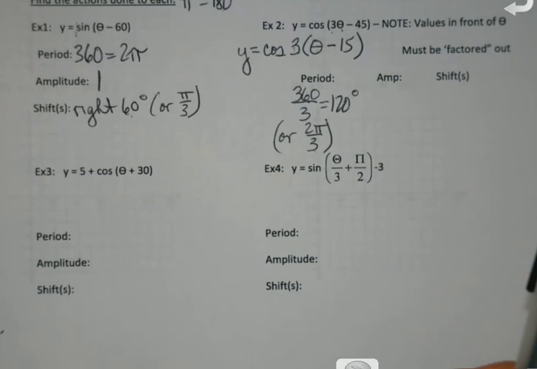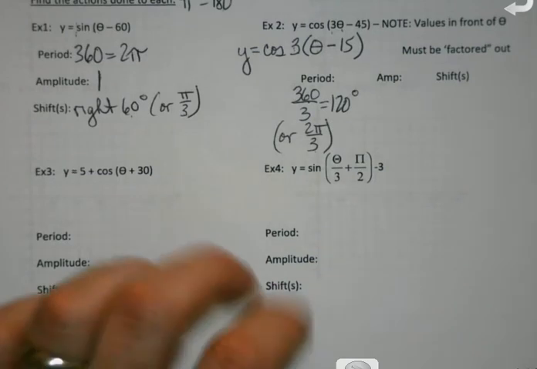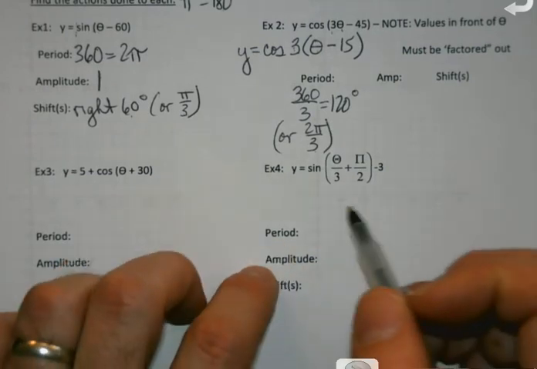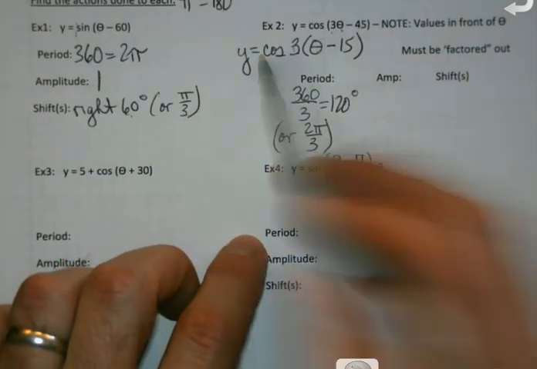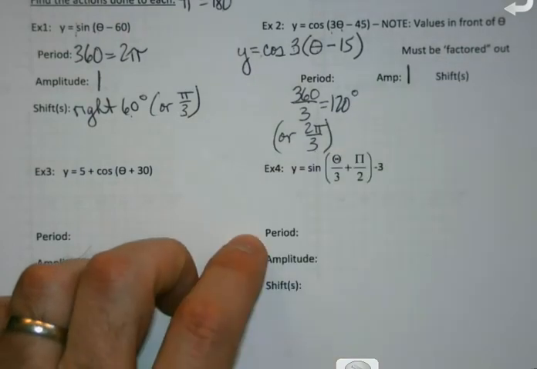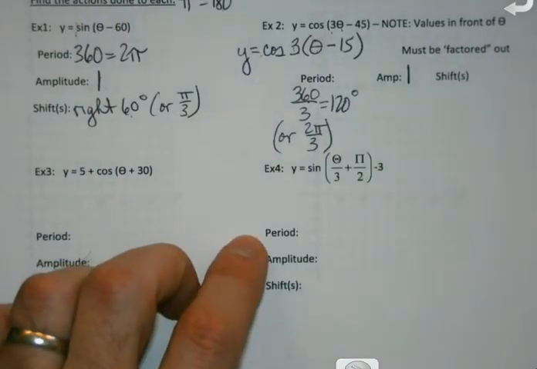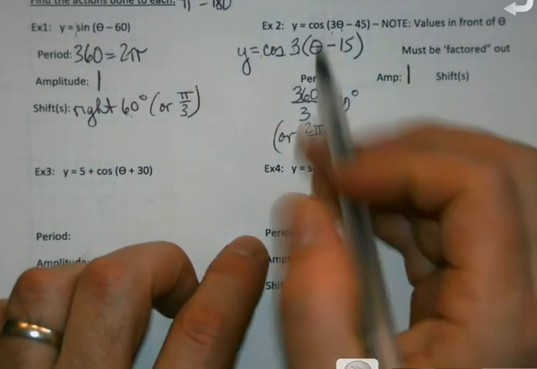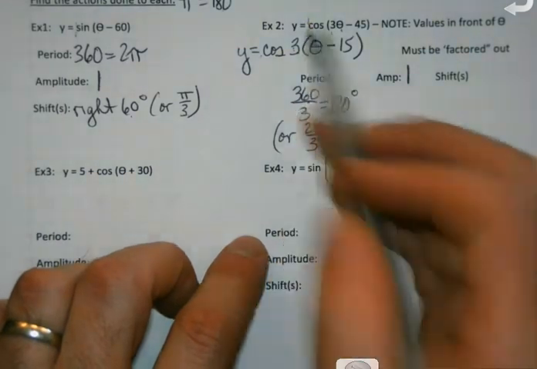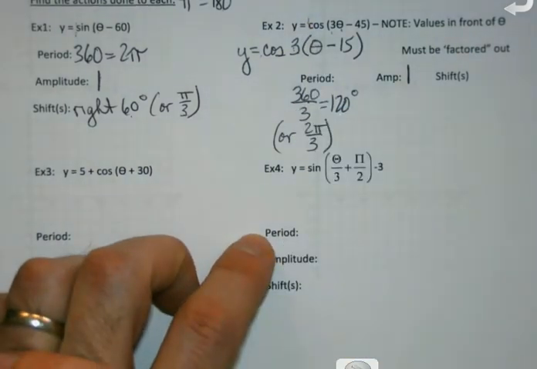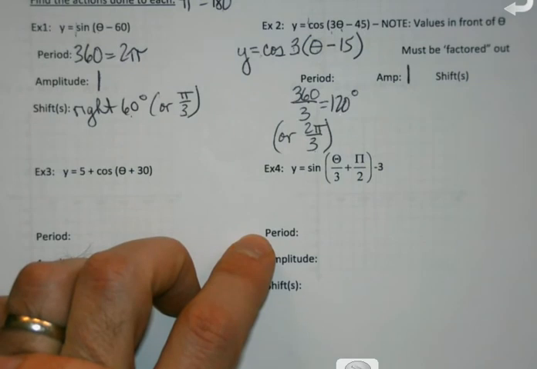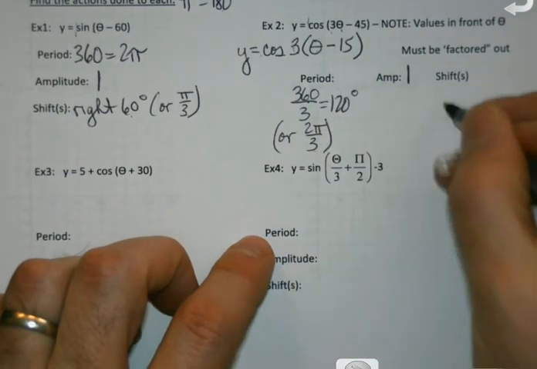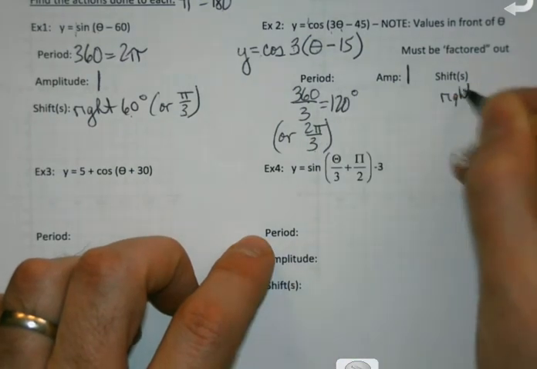Do I have a change in my amplitude? Is there a number in front of cosine? No. Okay, that stays the same. The only time my amplitude is going to change is if there's a number in front of sine or cosine on this. Okay, what about a shift this time? Okay, right, 15 degrees.